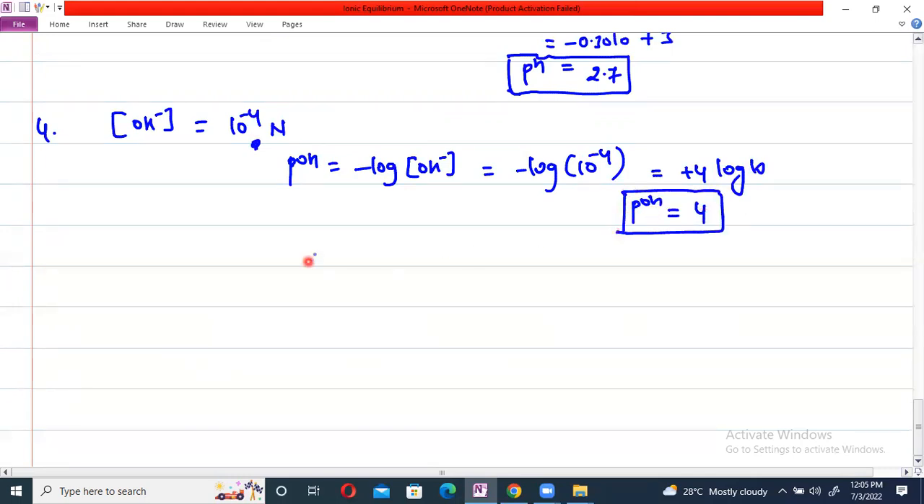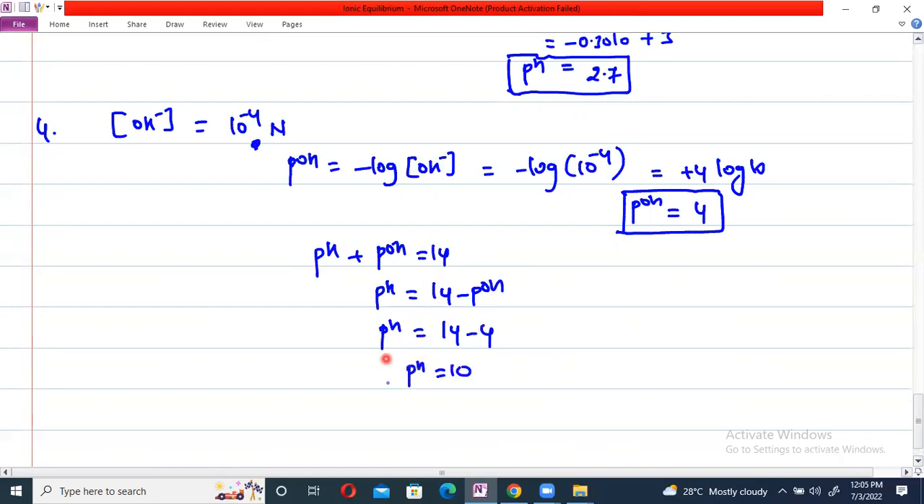They are asking pH. We know the scale: pH plus pOH equal to 14. pH equal to 14 minus pOH. pH equal to 14 minus 4. pH equal to 10. That is the pH of the solution.